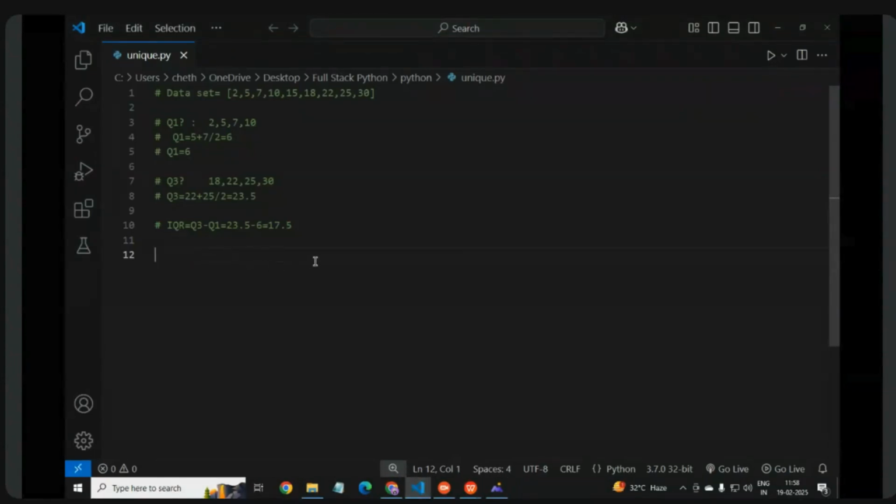So in lower bound, how to write lower bound? Q1, we already found Q1, minus 1.5 into IQR. Like that we find the lower bound. For upper bound, how to find it? Here we write upper bound and here we write Q3 plus 1.5 into IQR. Like that we find the upper bound also. So this is for box plot.